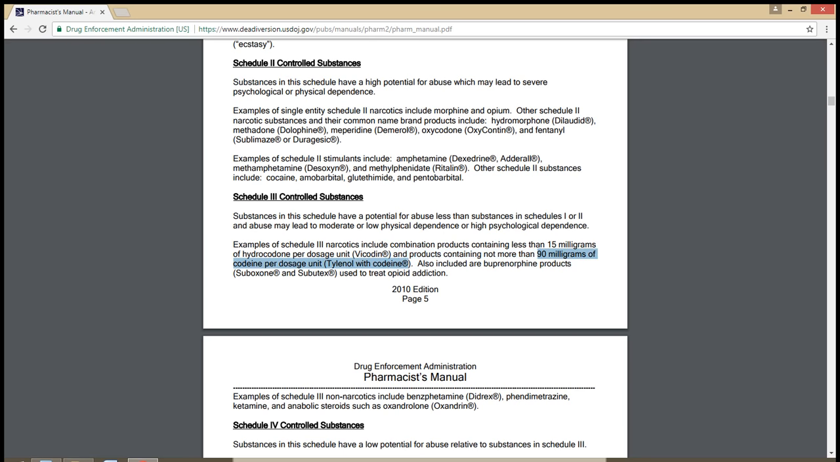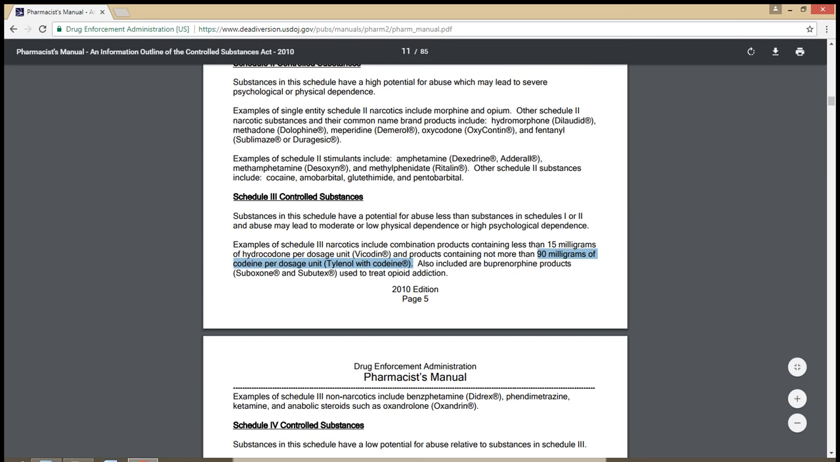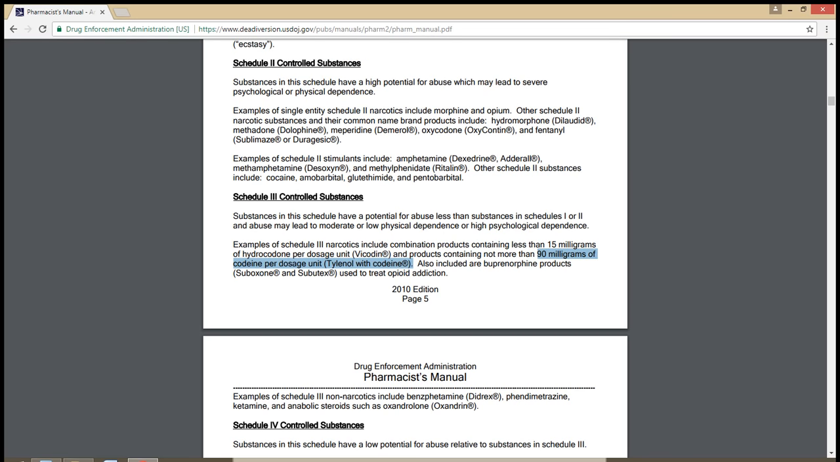That's the brand name here. Also, what it doesn't mention here in the DEA manual, is that if it's a Schedule 3 medication in liquid form, it has to have 1.8 grams of codeine per 100 mL. All right, so these two numbers you need to remember. 90 milligrams if it's a solid form, 90 milligrams of codeine per dosage unit. If it's a liquid form, 1.8 grams of codeine per 100 mL.